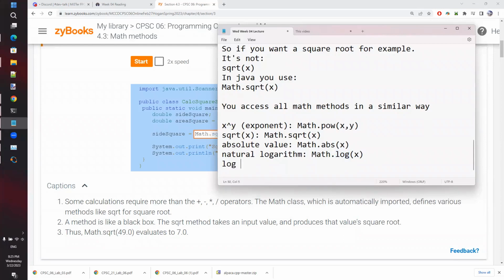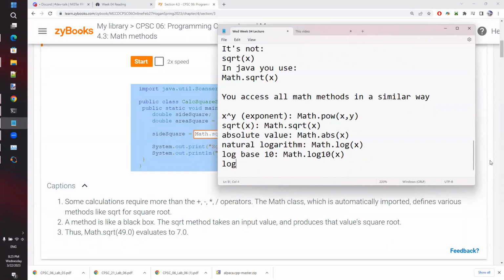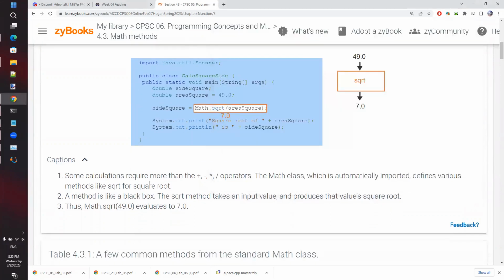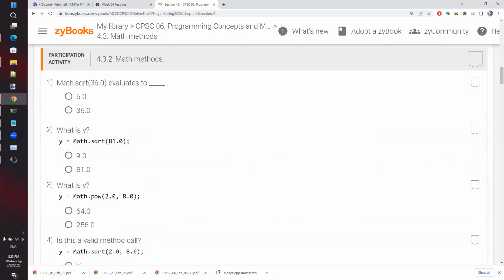And if you want the log base 10, normally log base 10 is log in math. But in computer science, usually if you want a log base 10, it's called log10. And there's always a log base 2 because computers are used to using base 2 binary arithmetic, and that's usually log2. So we have these kinds of functions, and there's going to be a list of them down here.